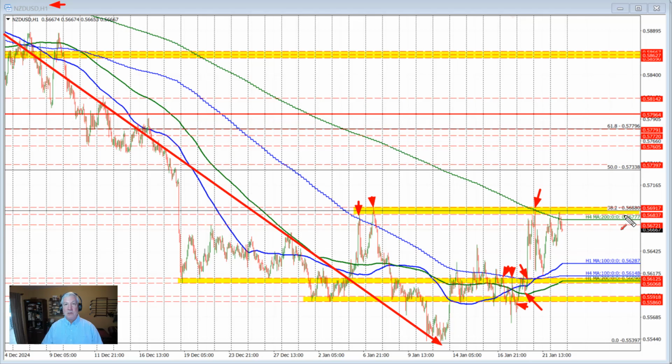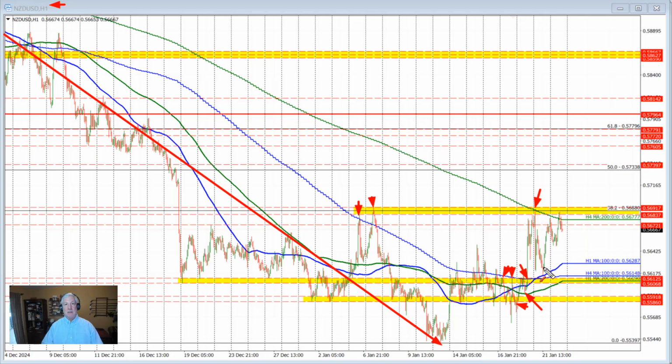That level came in at 0.56688 and found willing sellers against that level. Also, the price tested the 200-bar moving average on the 4-hour chart and the swing area right here. So now we've established this area as a stronger resistance level.